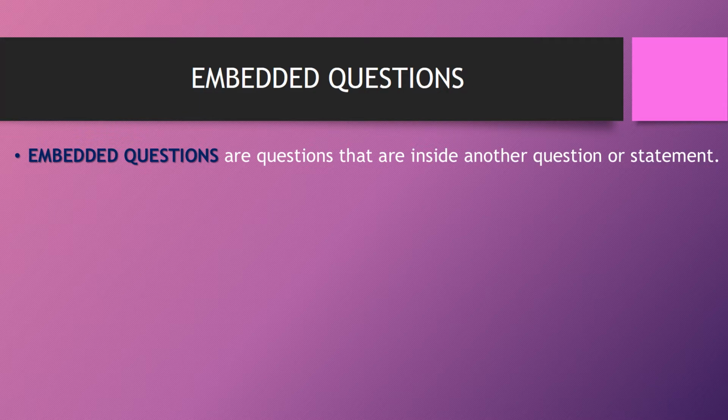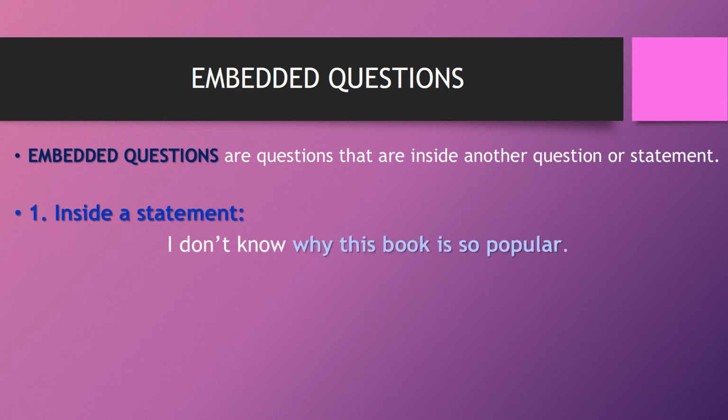Check out these examples. Number 1. I don't know why this book is so popular. I don't know is the introductory phrase or clause, and why this book is so popular is the embedded question. It's inside a sentence. It's embedded in a sentence.